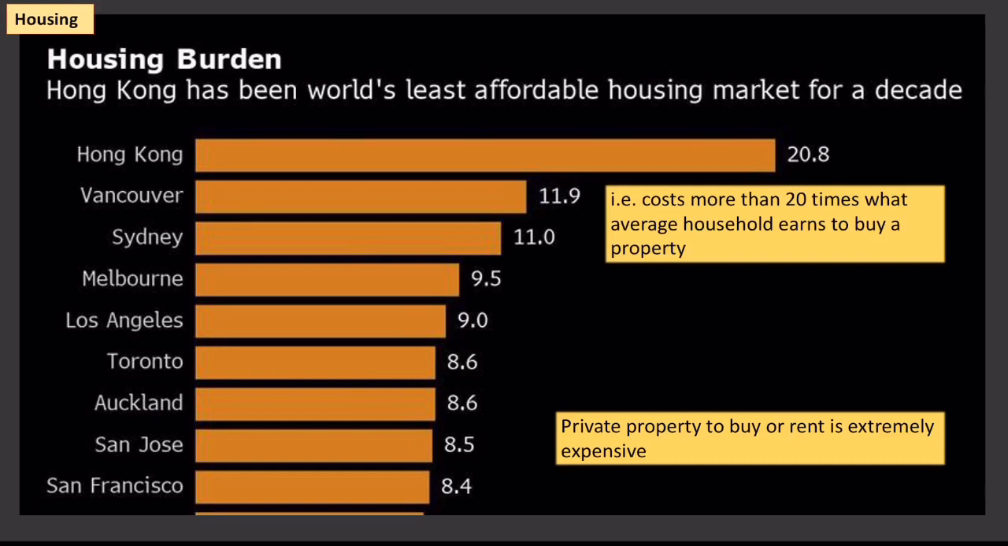It's 20 times more than what the average household will be able to earn to buy a property. So imagine if you earned a wage of £60,000 a year. To own a property, it would be 20 times that 60,000 to be able to try and buy a property, which is worse than in pretty much any other city in the world.